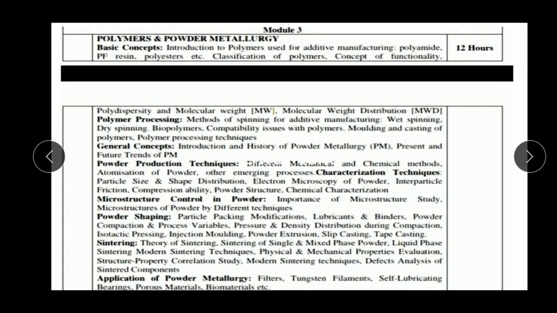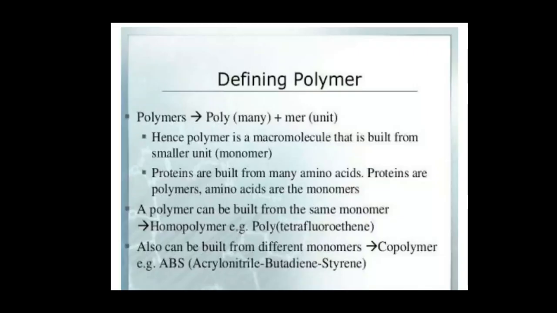Module 3, which includes polymers and powder metallurgy, covers the basic concept of polymers, polymer processing, the general concept of powder metallurgy, powder production technique, microstructure control in powders, powder sintering, powder shaping, and application of powder metallurgy. So let us discuss one by one. Let's begin with the definition of polymer.